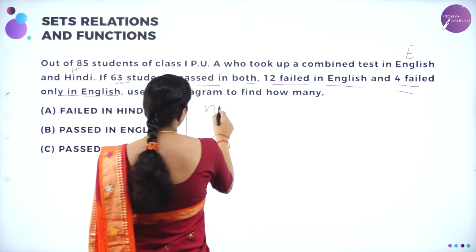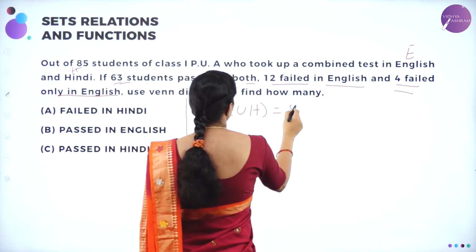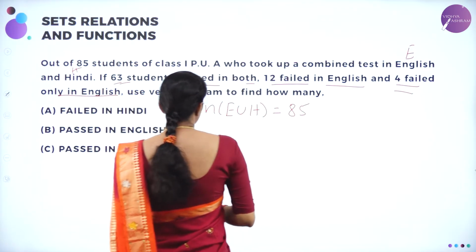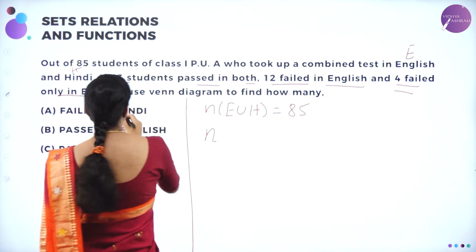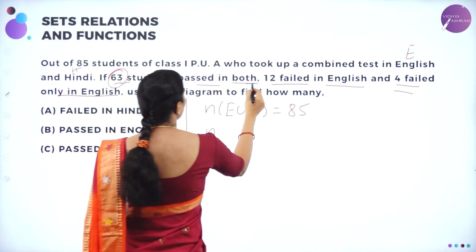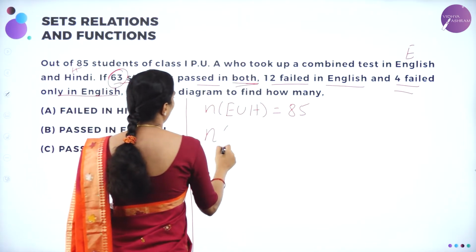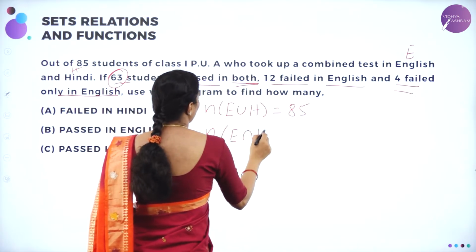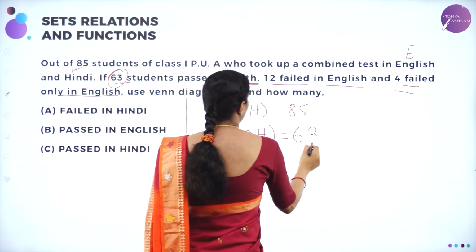So N of E union H, they have given it as 85. Correct. Then N of those who passed in both subjects is 63. Therefore N of E intersection H is nothing but 63. 63 students have passed.